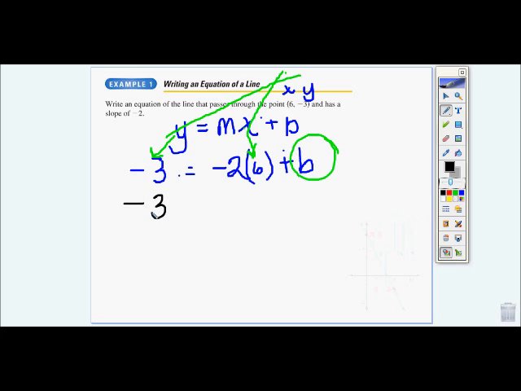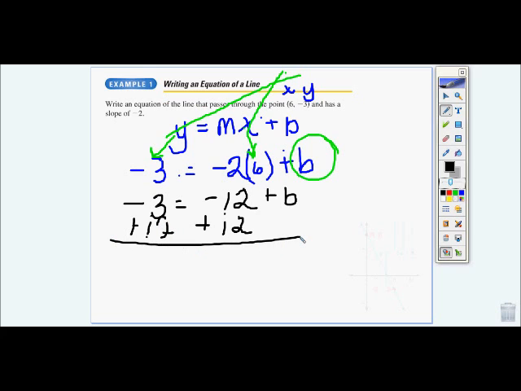So -3 equals -2 times 6, which is -12, plus b. b is my y-intercept, so I need to solve for that. So I'm going to go ahead and add 12. Oh, that's not very legible. I apologize for that. There's been some updates and we've had a little bit of problems with them. Add 12 to both sides. And so -3 plus 12 will give me 9. The 12s are going to cancel out. And so my y-intercept happens to be at 9.